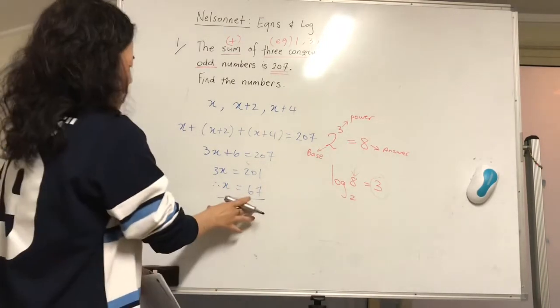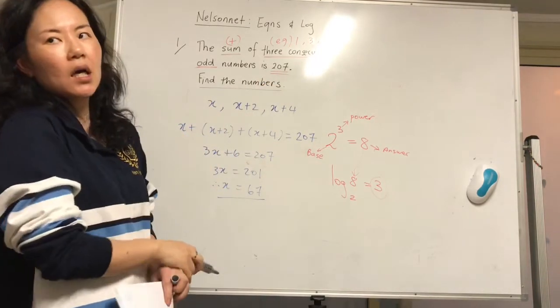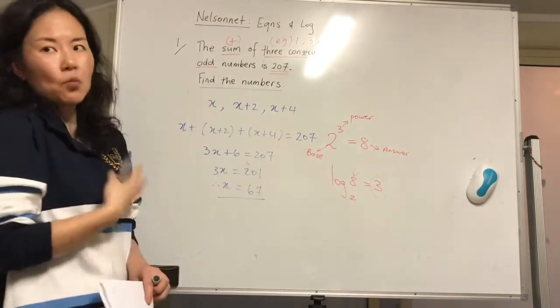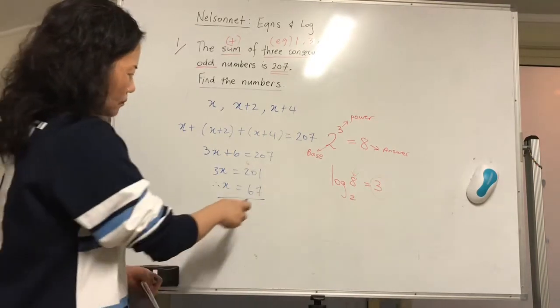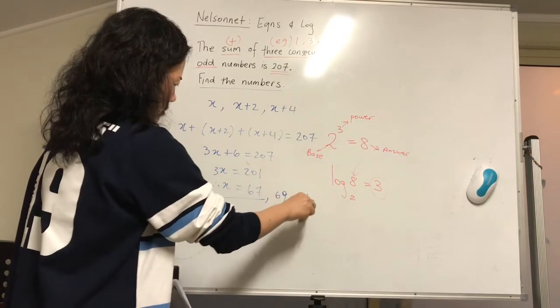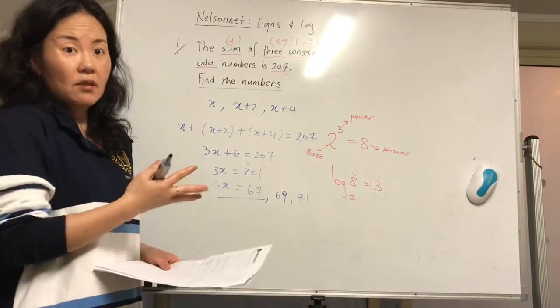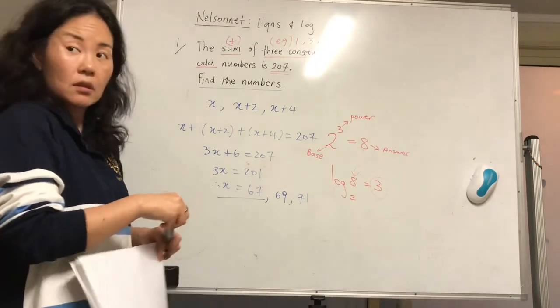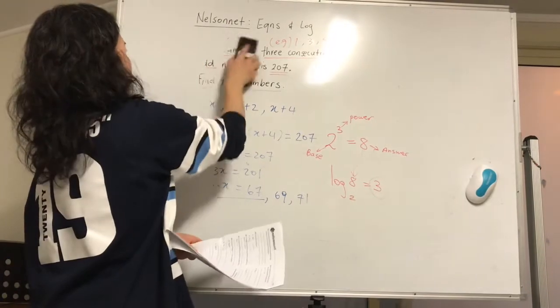Now, the question says find the numbers. It didn't say find one number, is it? So what is it? 67, 69, 71, consecutive odd numbers. Are we okay with that? Any questions? Nope. Okay. So next one.